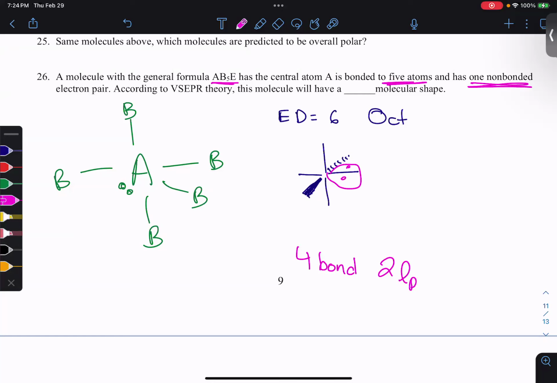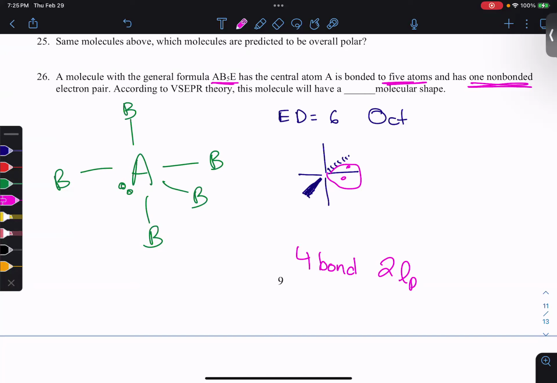If it's 4 bonds, 2 lone pairs, we're still octahedral, but now we need to place a second lone pair. So if I put my first lone pair here, where does the second one have to go? Has to go opposite. I can't put it over here anymore because now there's unequal spatial requirements. So you got to put it opposite. And so what's left over now? That is square planar. And so is this polar or nonpolar? That's nonpolar, as long as all the B's are the same on the outside.